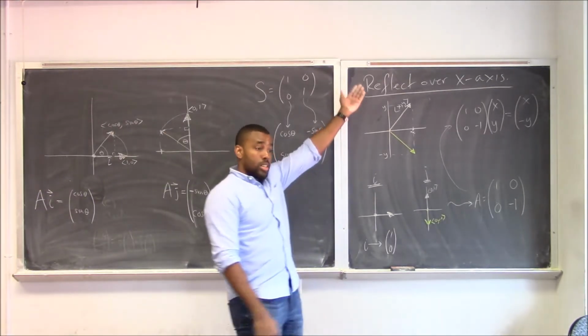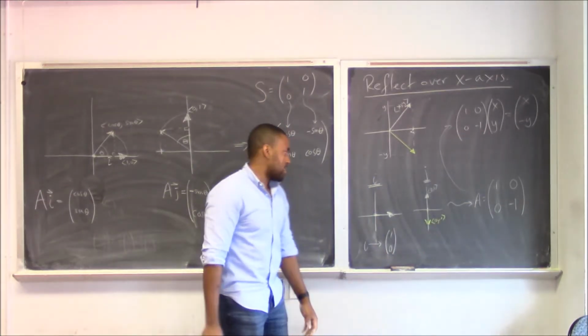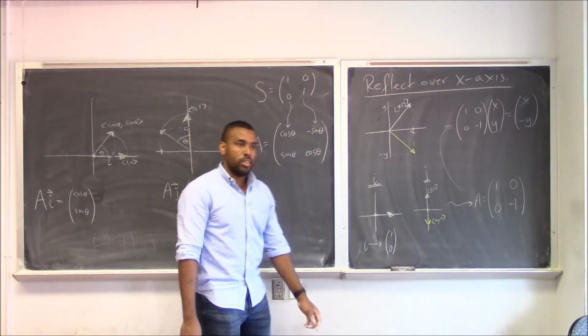So you'll also see this in a table. The standard matrix of reflection, they'll tell you, oh, in R2 it's this guy. How did they figure that out? Well, they figured out what it did for i and j.